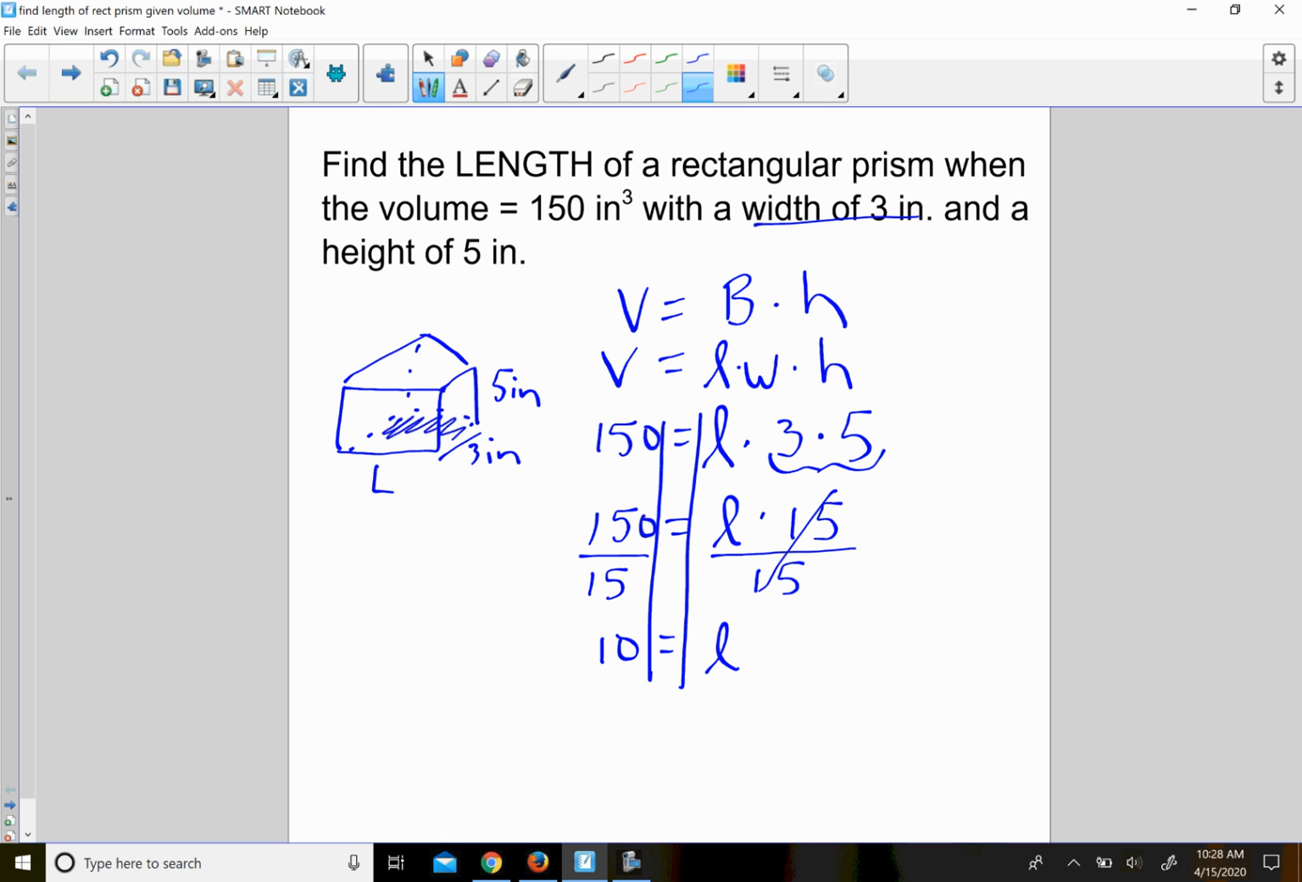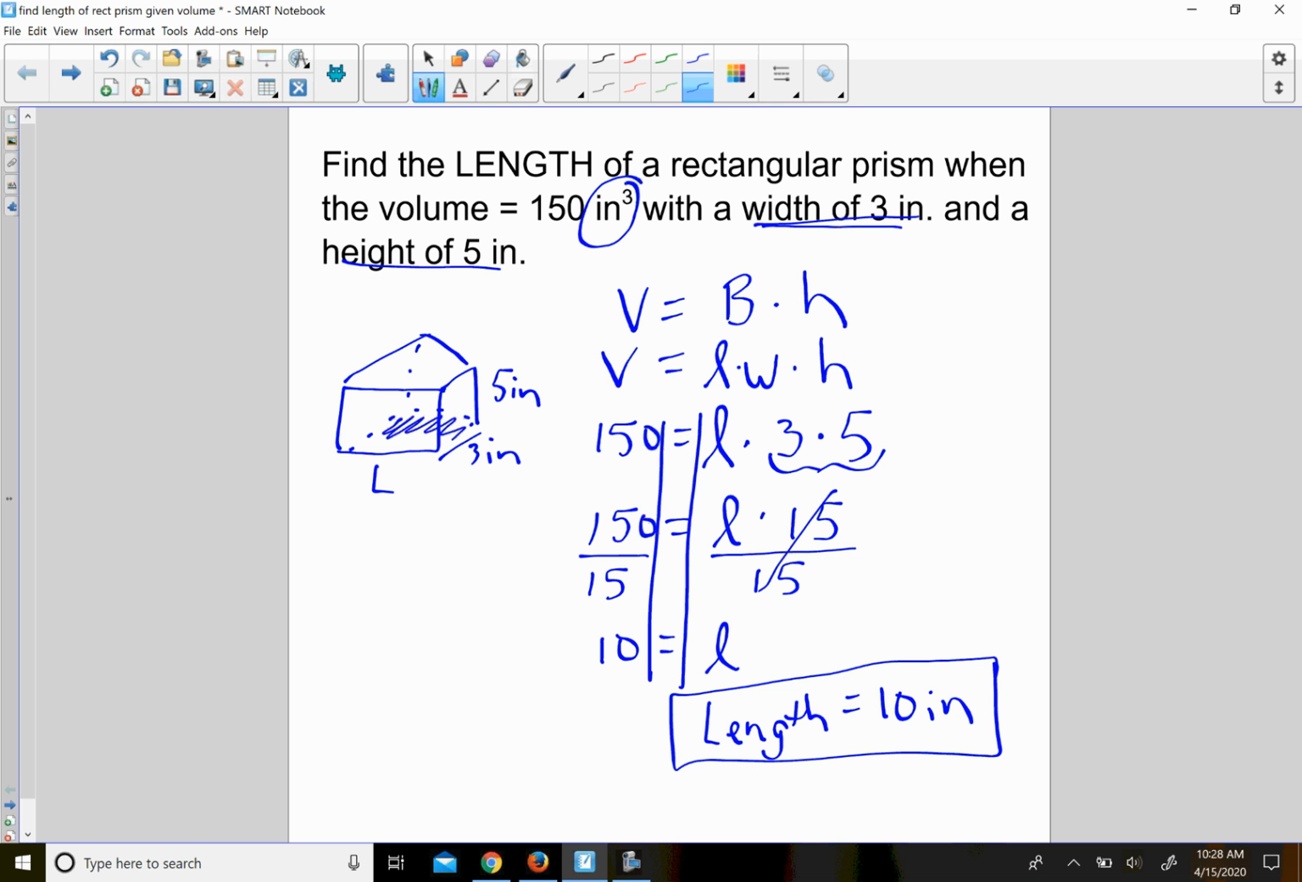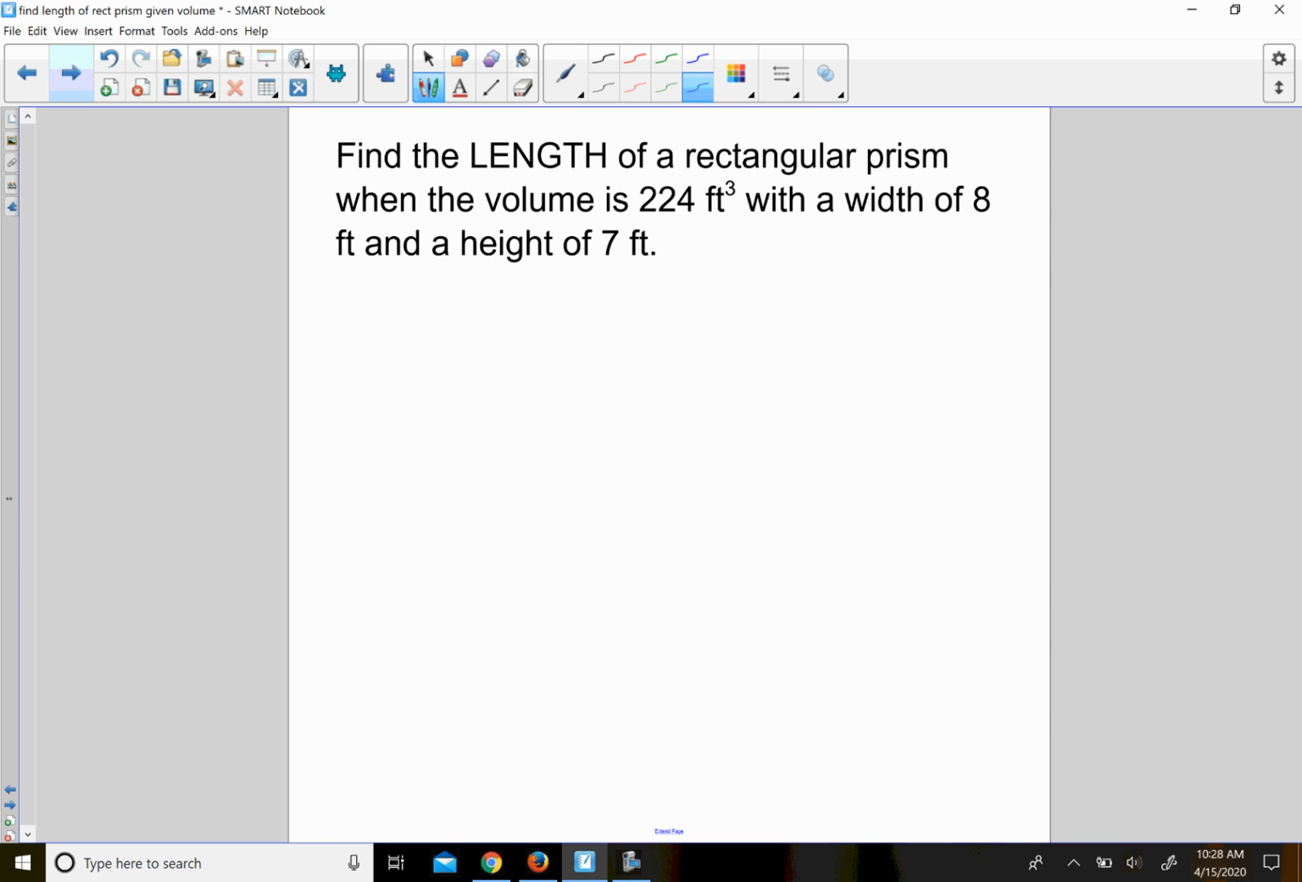So the length of this rectangular prism would be 10 inches. Notice that the volume has cubic inches, but the width, the height, and the length are all just inches. So let's try that one more time before it's your turn. So this time we have find the length of a rectangular prism when the volume is 224 feet cubed, or cubic feet, with a width of 8 feet and a height of 7 feet.